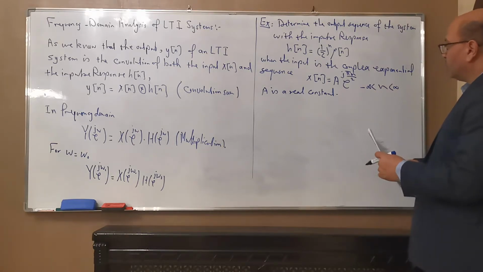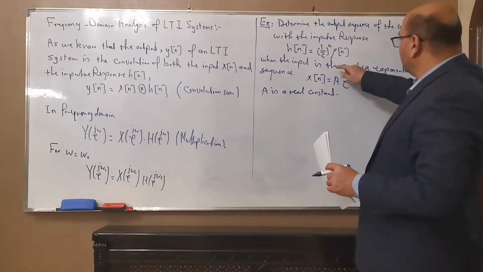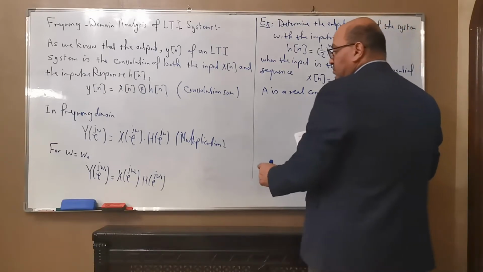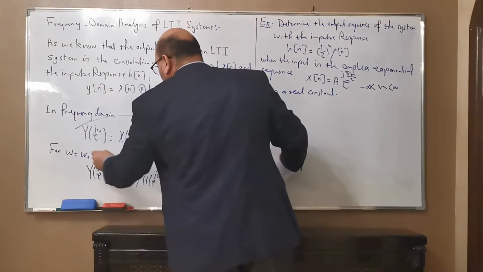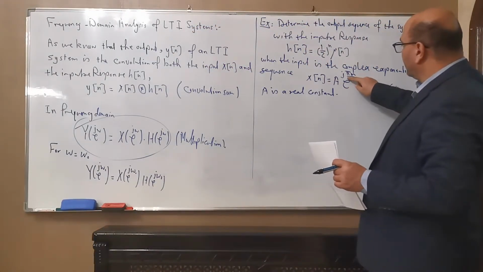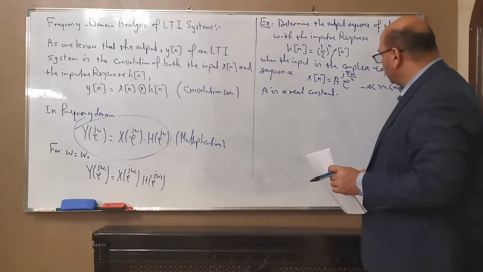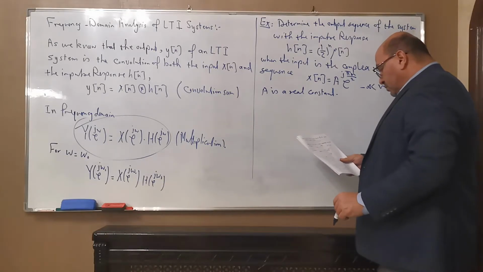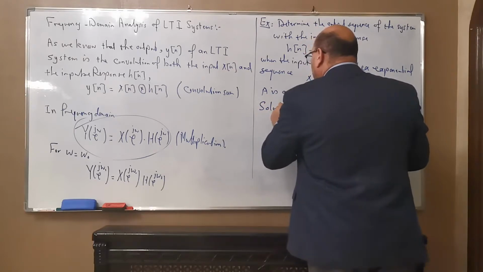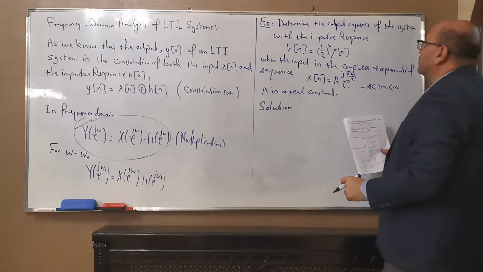Okay, to do this, we're not going to do this in convolution, we will do this in frequency domain. So we'll go to the frequency domain and do this here. Notice here that x of n has one single frequency, which is ω equals π over 2 radians per sample, okay? So to do the solution, we will do this through the frequency domain analysis of LTI system, okay?